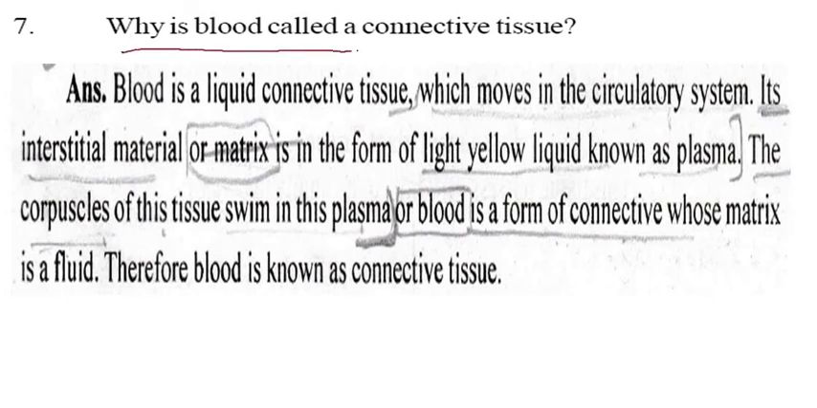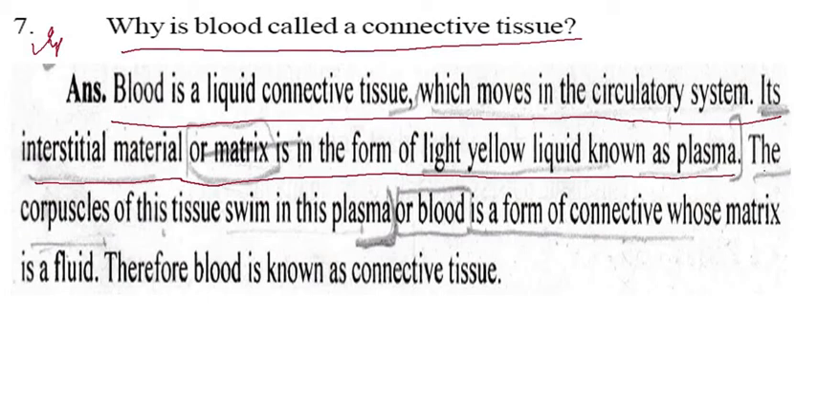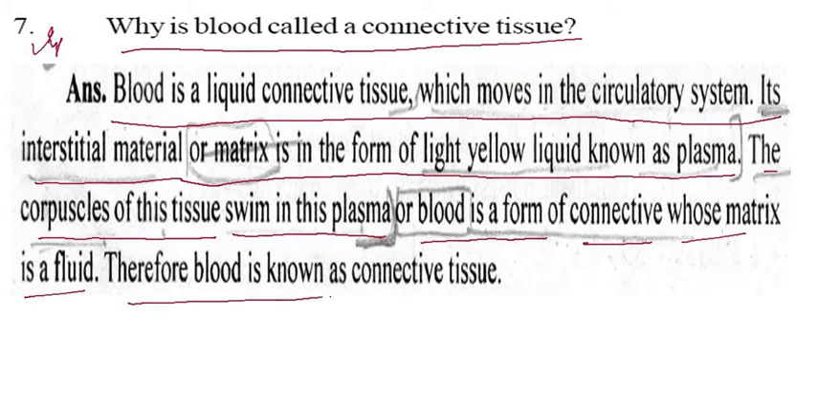Why is blood called a connective tissue? It's a very important question, so you have to write: blood is a liquid connective tissue which moves in the circulatory system. Its interstitial material or matrix is in the form of a light yellow liquid known as plasma. The corpuscles of this tissue swim in the plasma. Blood is a form of connective tissue whose matrix is a fluid. Therefore, blood is known as connective tissue. So you have to write this in your paper.